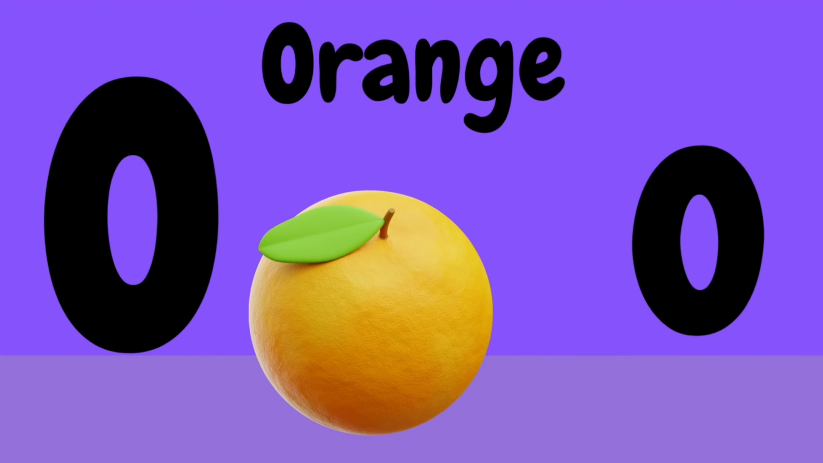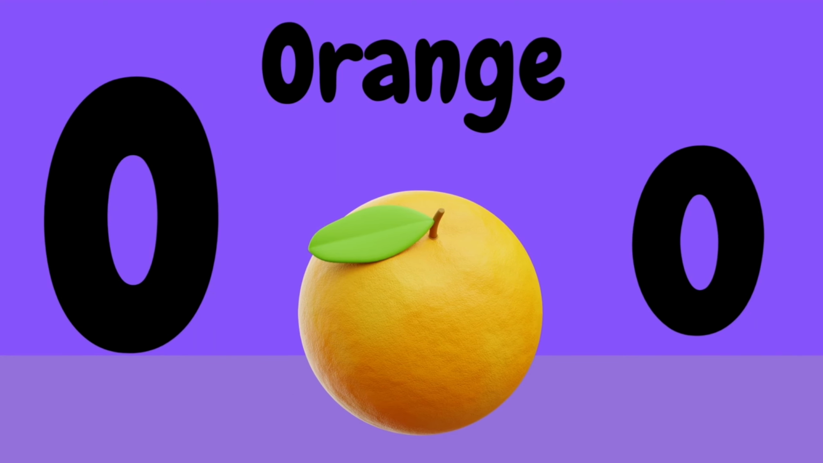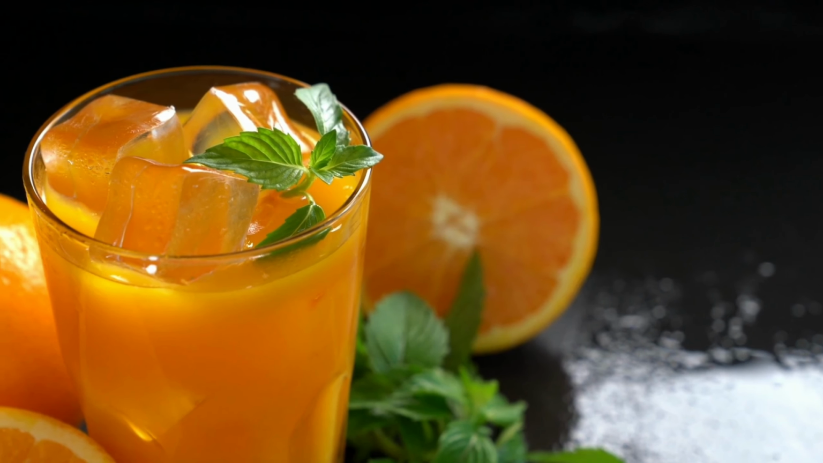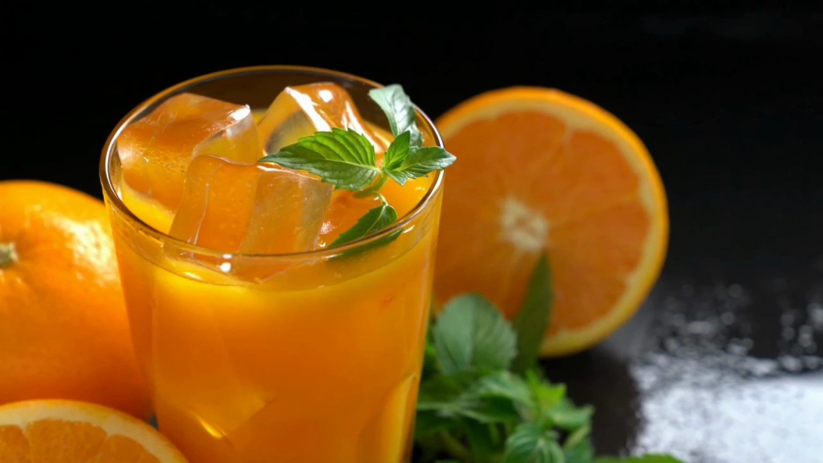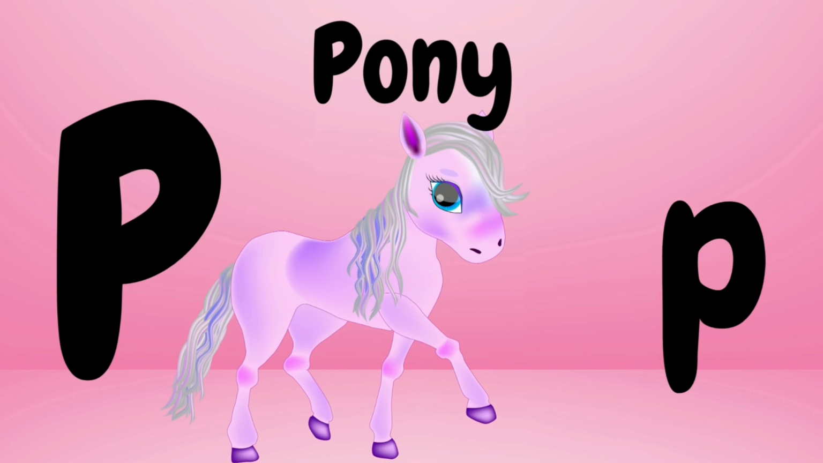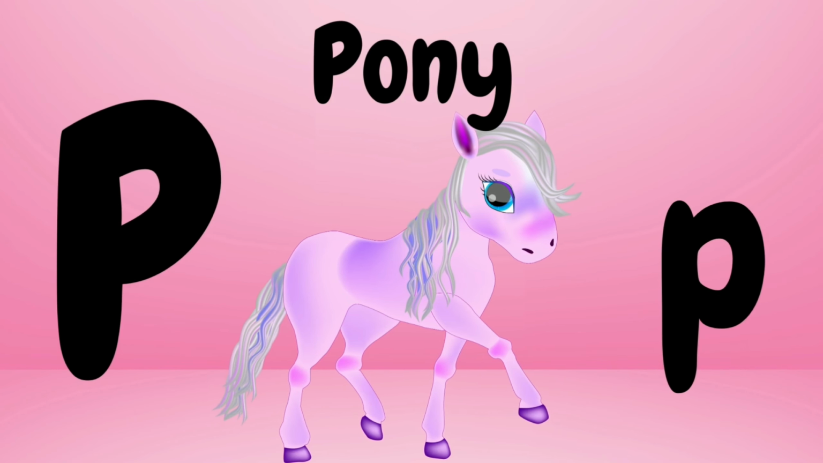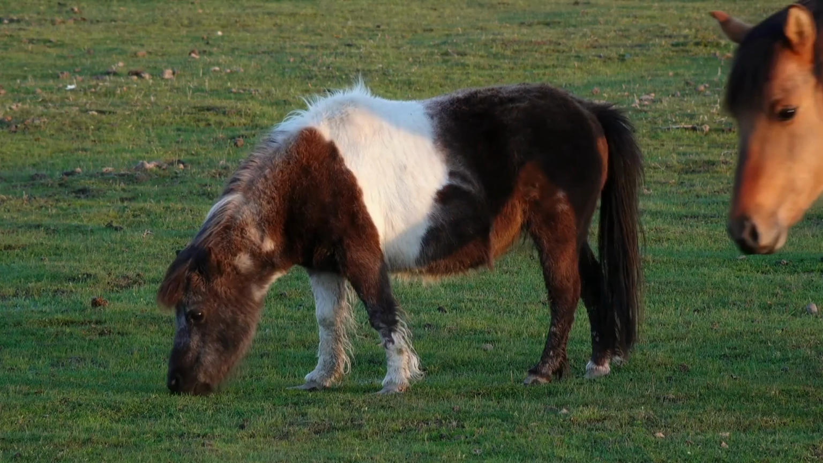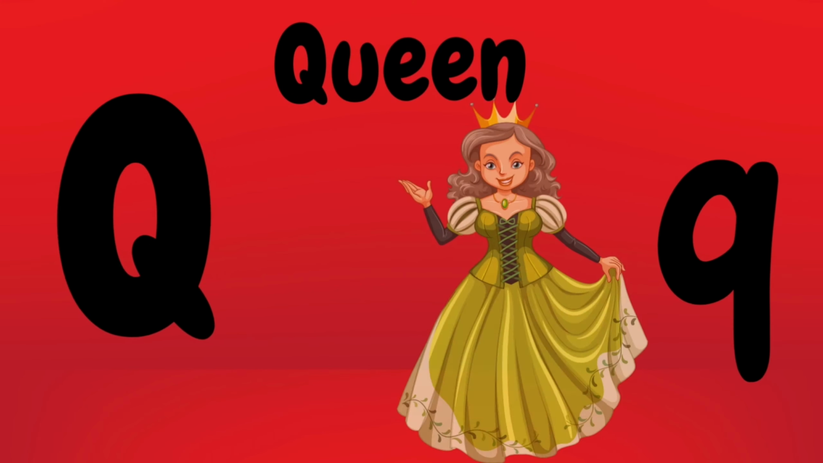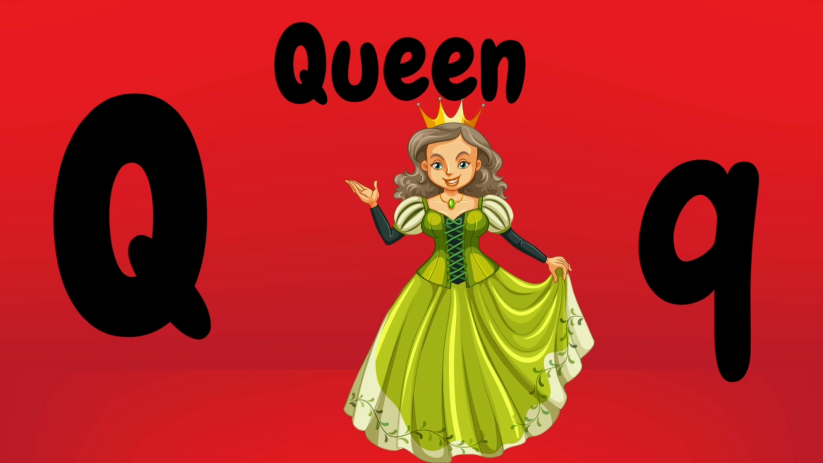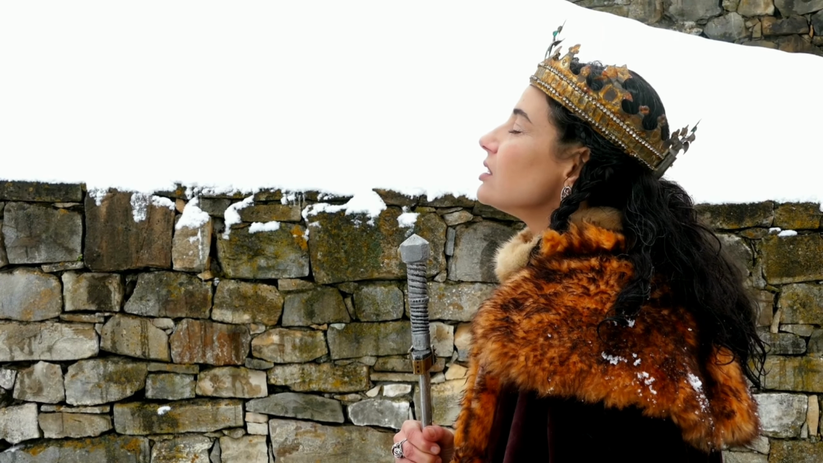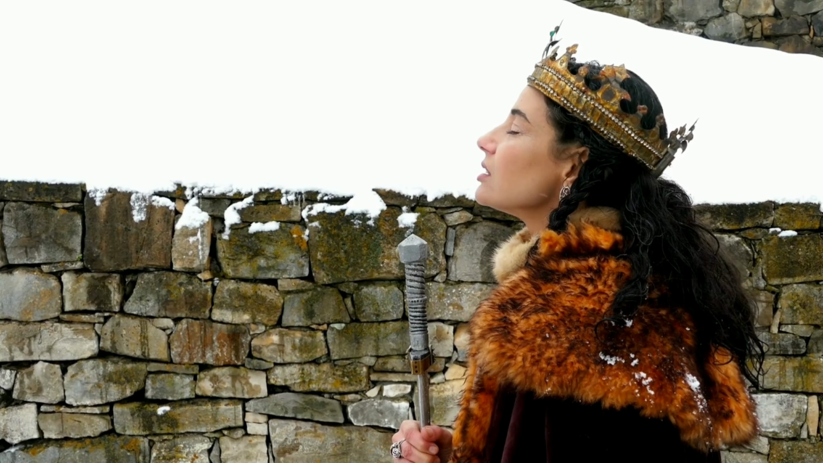O is for orange. This is an orange. P is for pony. This is a pony. Q is for queen. This is a queen.